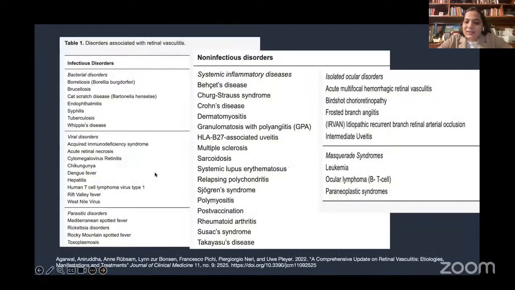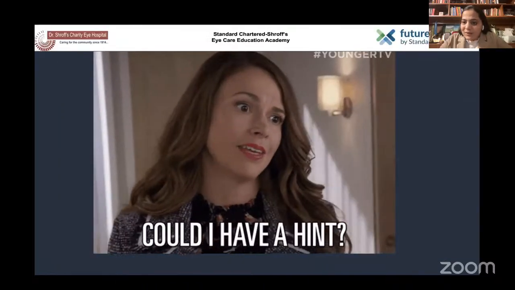So if we look at this list, there could be a lot of infections like bacterial, viral, or parasitic, a lot of non-infectious diseases, isolated ocular disorders like IRVAN or sometimes intermediate uveitis, or masquerade syndromes like leukemia or ocular lymphomas or paraneoplastic syndrome, which could present as vasculitis. Well, this is a big list to learn or evaluate. Can we have some hints?